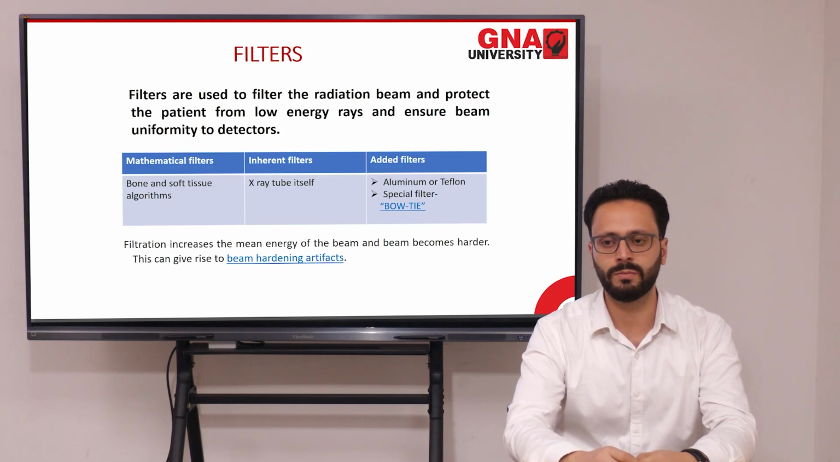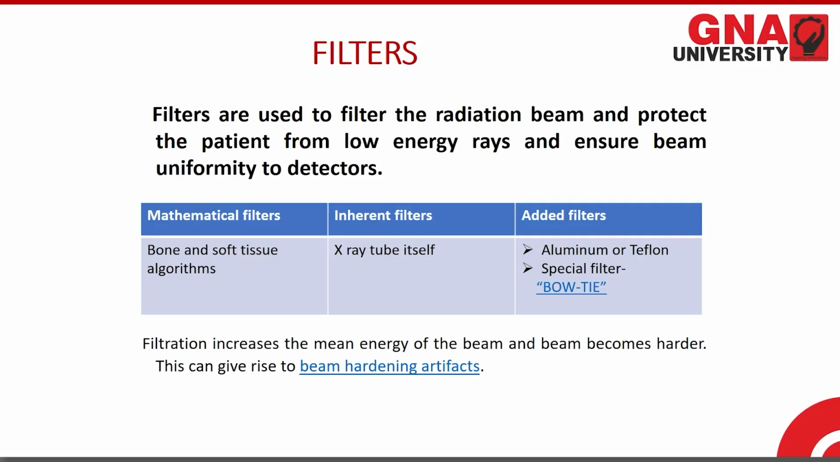Now, the next important component of the imaging system is known as filters. A filter is used to filter the X-ray beam so that the low energy photons will be absorbed before reaching the patient. If those low energy photons reach the patient, they will increase the patient radiation dose and will not contribute towards any diagnostic information. So, filters are used to protect the patient from the low energy rays and ensure beam uniformity for the detectors.